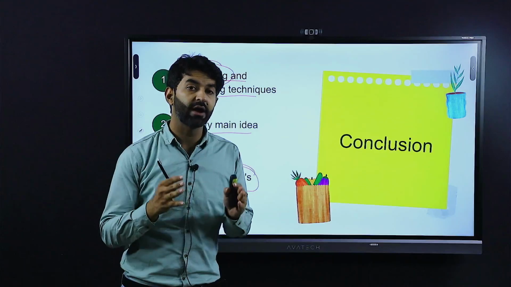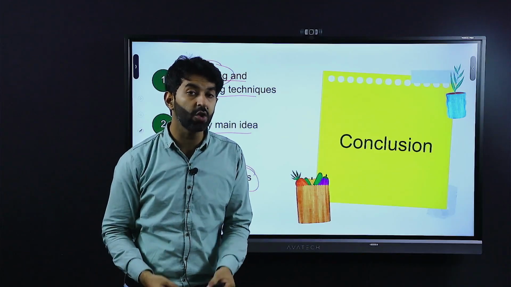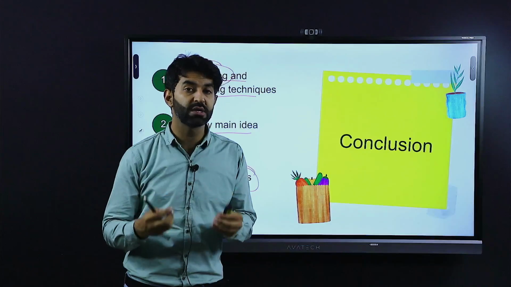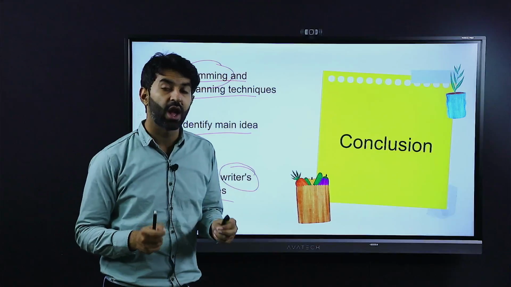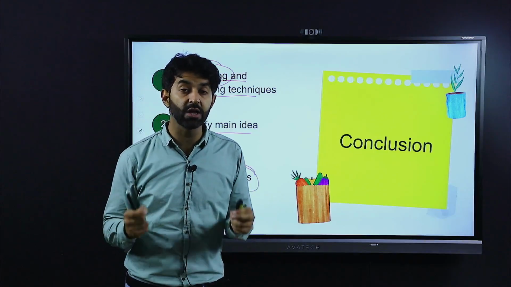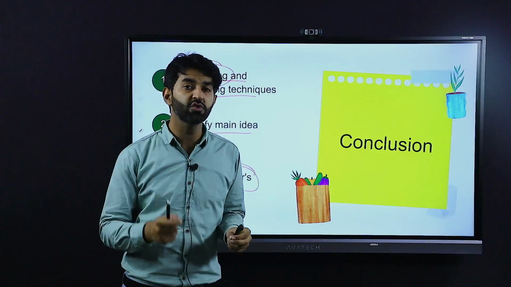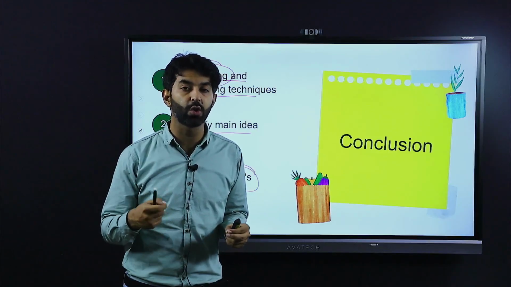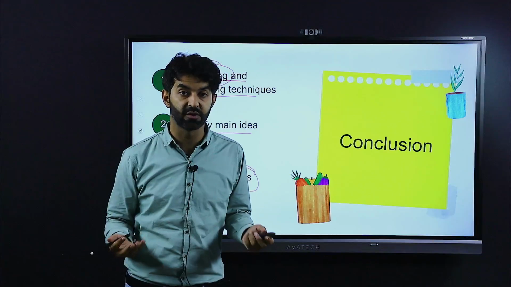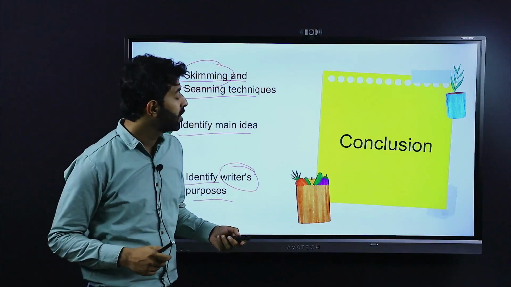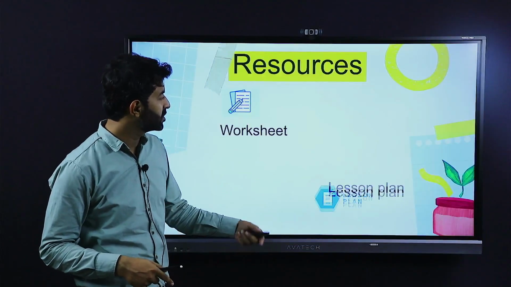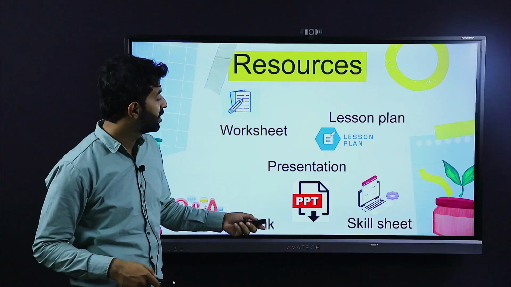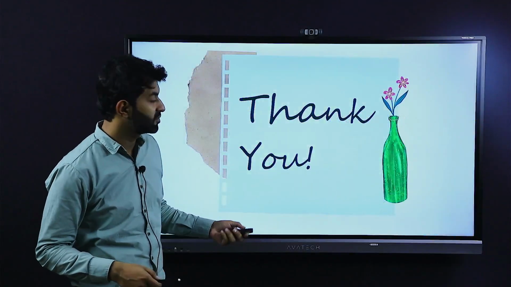We saw that there are three different purposes of any author: to persuade, to entertain, and to inform. And we saw the intended audience, how they are divided and categorized into different kinds of groups based on factors like age, culture, location, etc., and gender as well. So at the end, you can see all these resources mentioned: your worksheet, your presentation, question bank, lesson plan, skill sheet, etc.